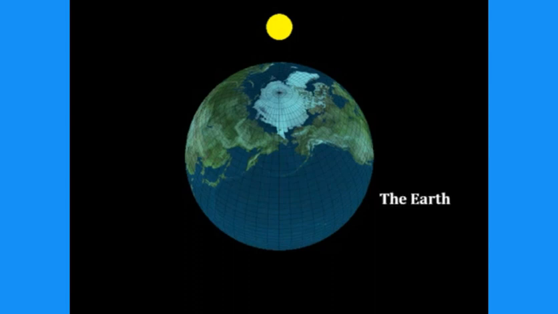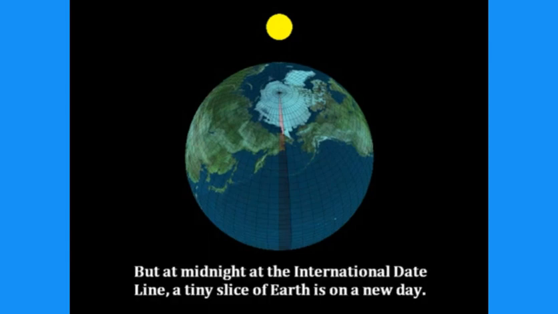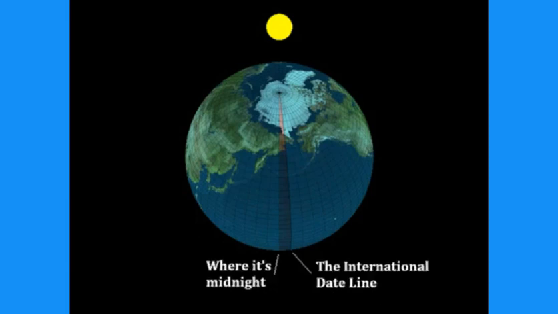The places opposite to the sun will have night time, where it is midnight. When it is 11 to 11:59 p.m. at the international dateline, the entire world on that date will have the same day. But at midnight at the international dateline, a tiny slice of earth is on a new day, where it is midnight and the international dateline. So we have two datelines: the international dateline and the midnight.